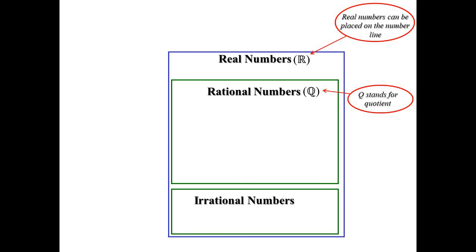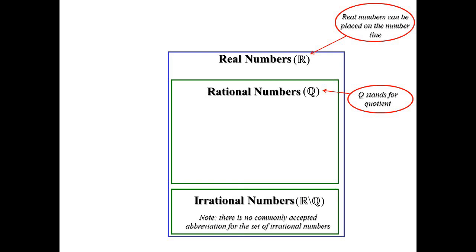The other family then is irrational numbers. There's not actually a symbol for irrational numbers. That's one way of doing it: R\Q. The backslash just means not including. So it's the real numbers not including the rational numbers. Therefore, we must be left with the irrational numbers.